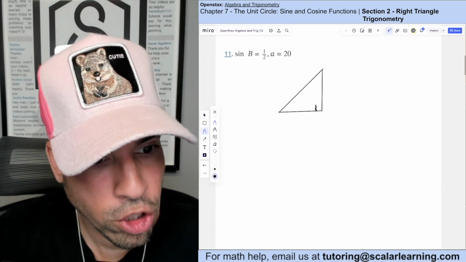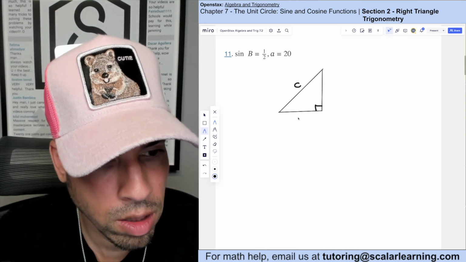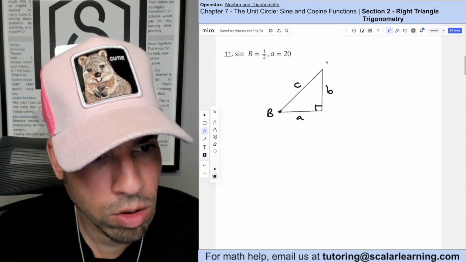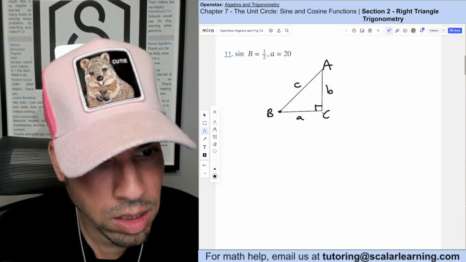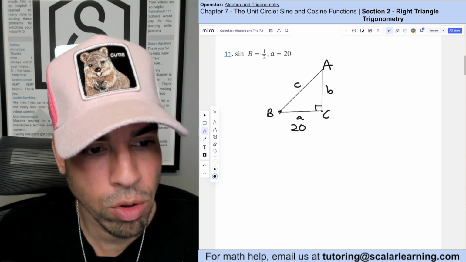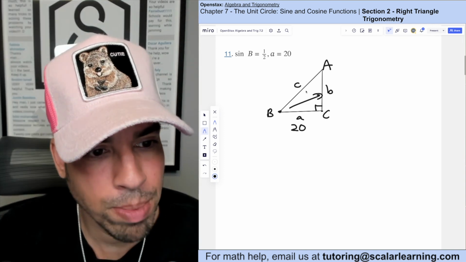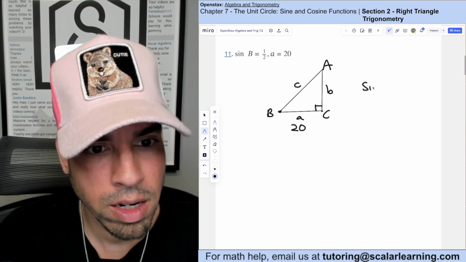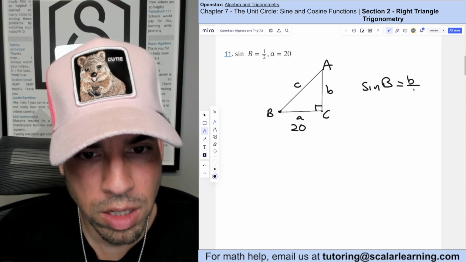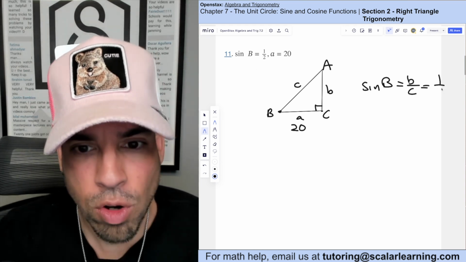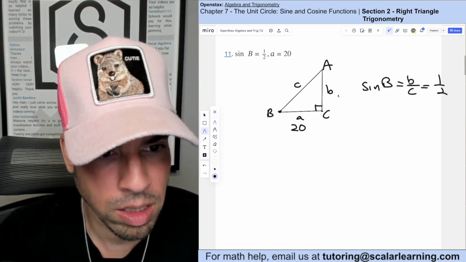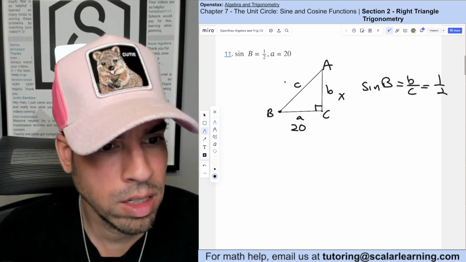Done. For this question, we know that C is the hypotenuse, and then we've got A and B. Angle B is opposite little b, angle A is here, and angle C is here. We know that A is 20, and that sine of B is 1/2. What is sine of B? Sine of B is opposite over hypotenuse, which is B over C, and this equals 1/2. So B over C equals 1 over 2, which means there's a relationship between B and C. If B is 1X, C would be 2X.